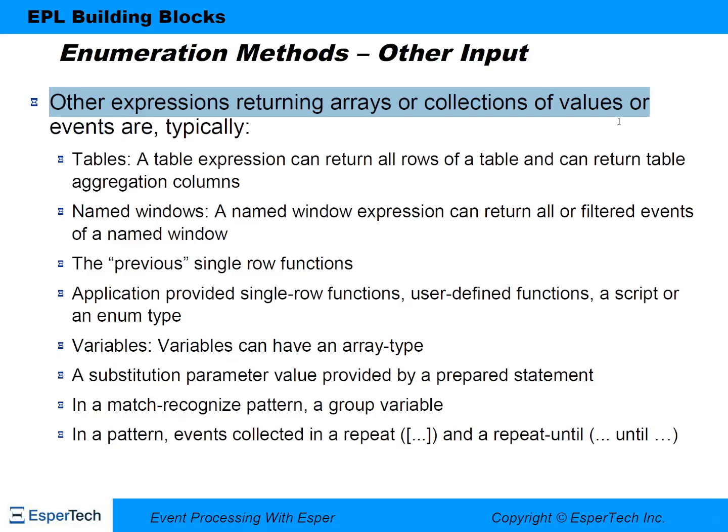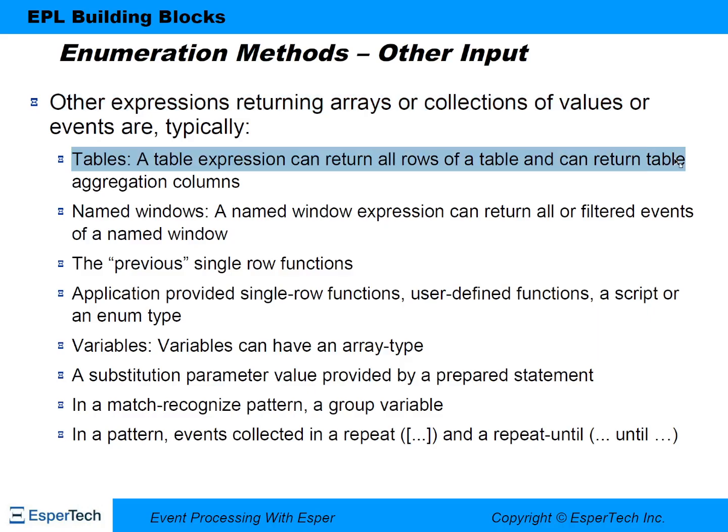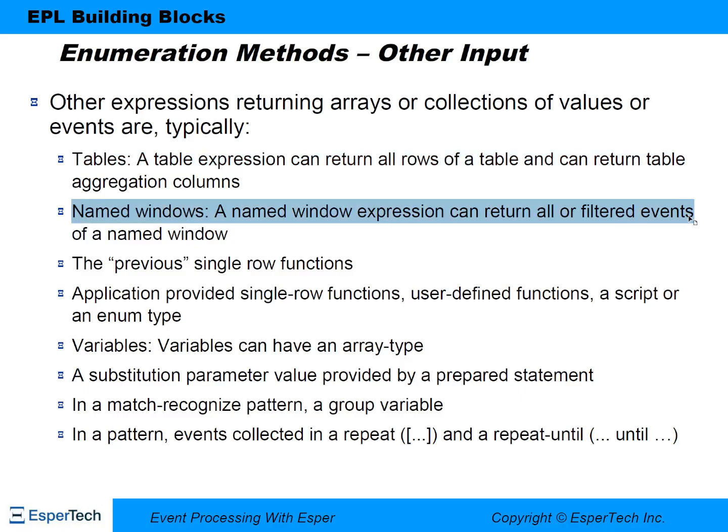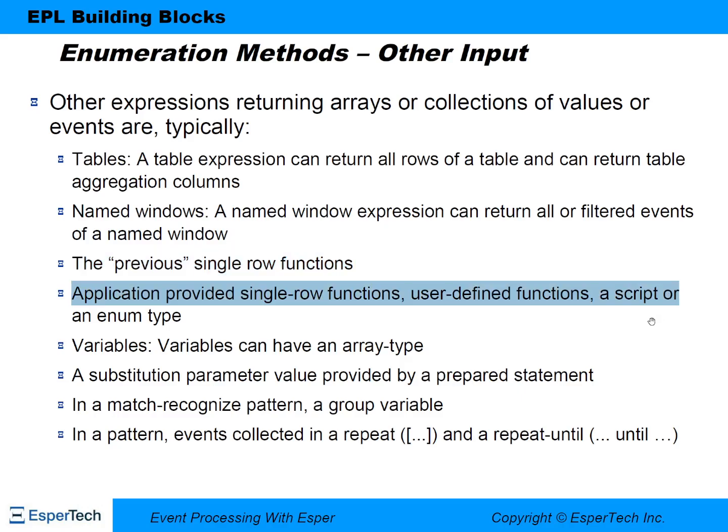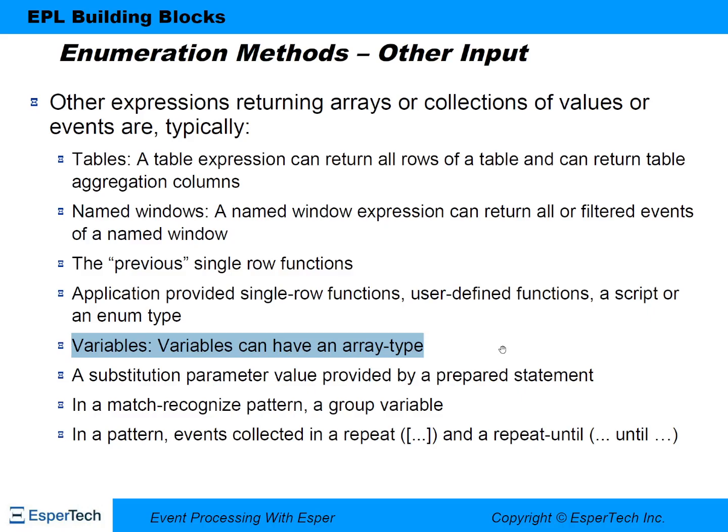Other expressions returning arrays or collections of values or events are, typically, tables. A table expression can return all rows of a table and can return table aggregation columns. Named windows. A named window expression can return all or filtered events of a named window. The previous single row functions. Application-provided single row functions, user-defined functions, a script or an enum type. Variables. Variables can have an array type.